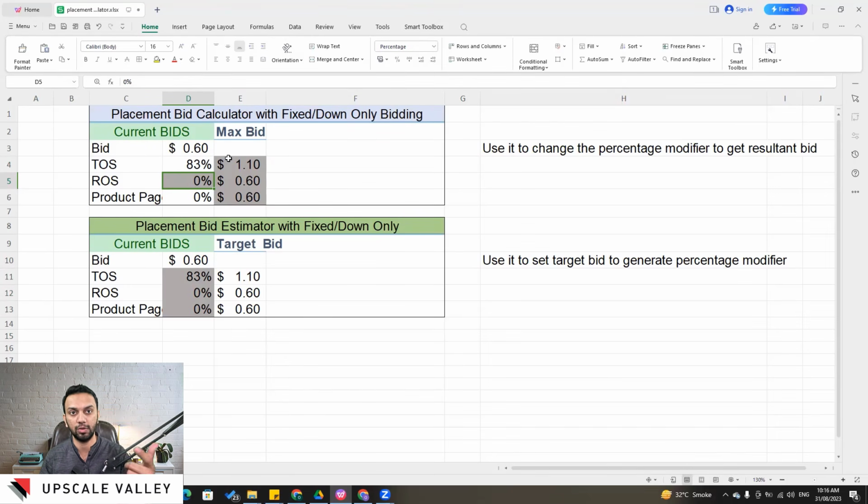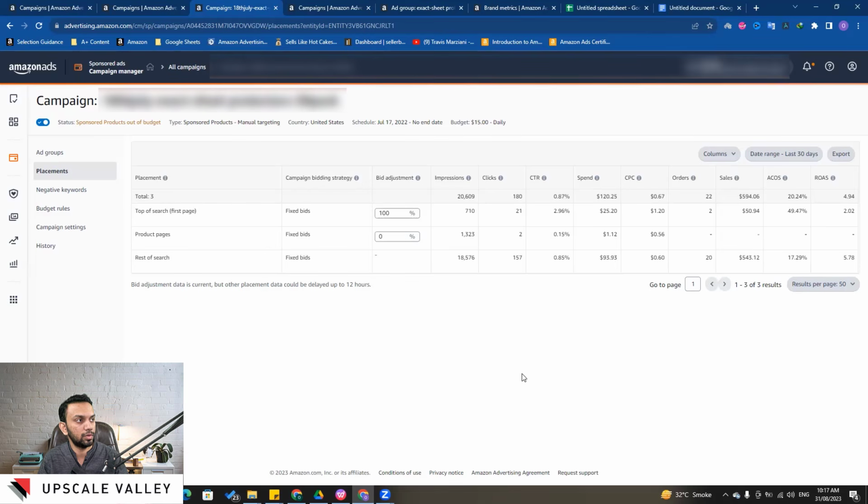Now here comes another question. Should you optimize the bid or should you optimize the placement? It can go either way. You can optimize the bid to achieve the target maximum bid, which is around $1.1, or you can optimize the top of search placement as well. What to do? For that decision, we take the ACOS into consideration.